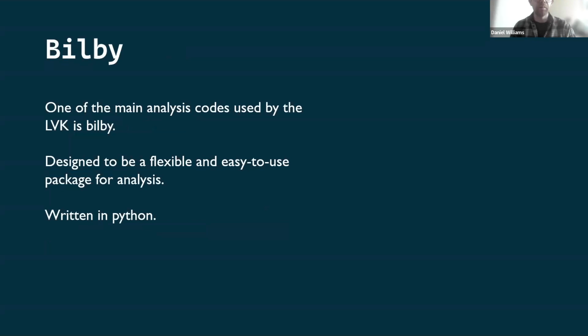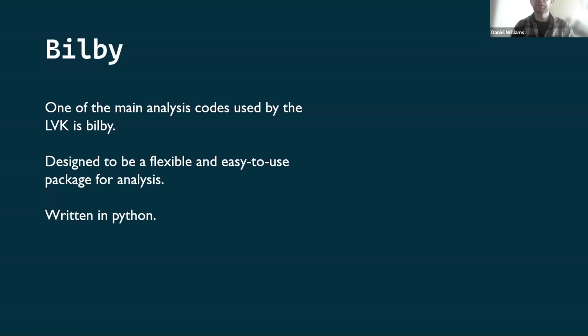The next step is this tool called Bilby. Bilby is one of the main analysis codes used in the LIGO Virgo KAGRA collaborations, and it's designed to be flexible and easy to use. There are lots of different ways of performing analysis through this, and it can run with many different waveform models. So I can choose to run Bilby analyses with 2, 3, 4 different types of waveform, so that I can then compare them later on.